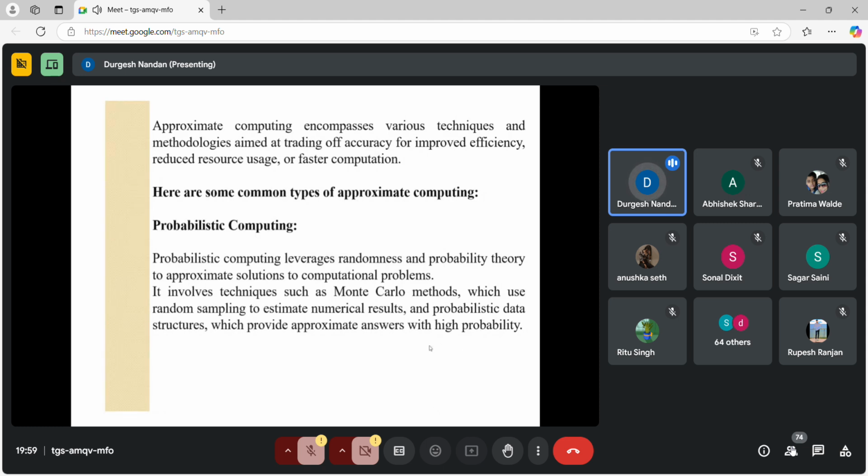Okay, if we talk about the common types of approximate computing, the first one is probabilistic computing. Probabilistic computing is based on probability theory to approximate solutions to computational problems. In that, basically, Monte Carlo methods are used. They use random sampling to estimate numerical results, and probabilistic data structures provide approximate answers with high probability.